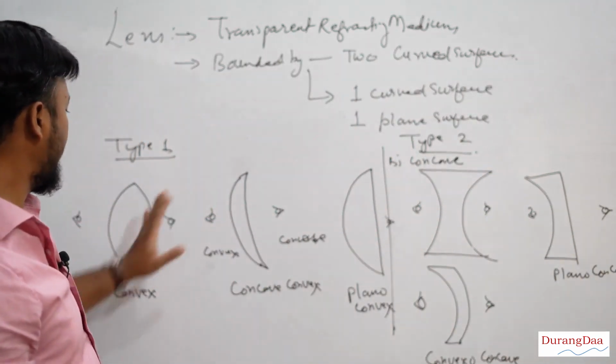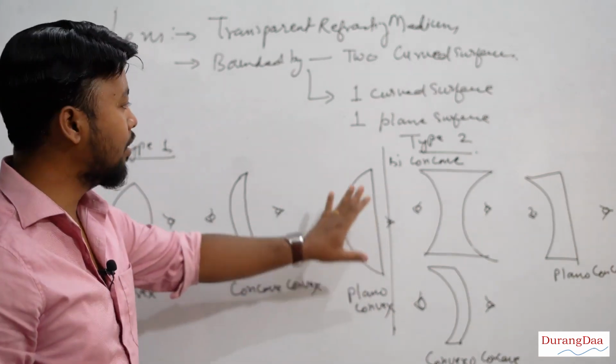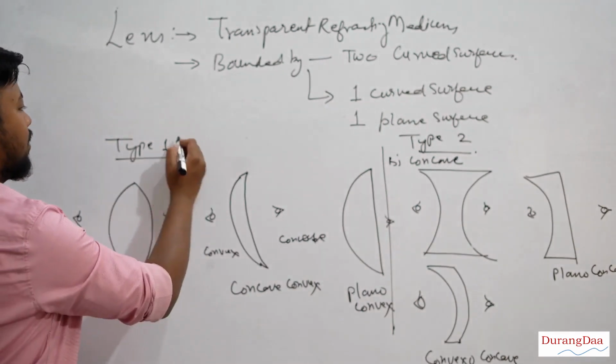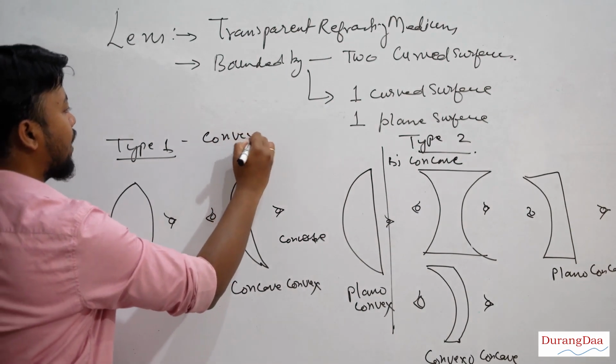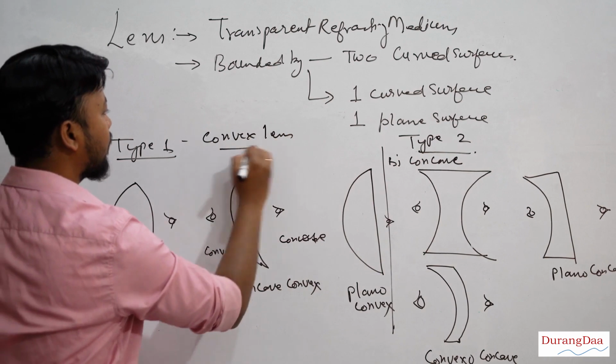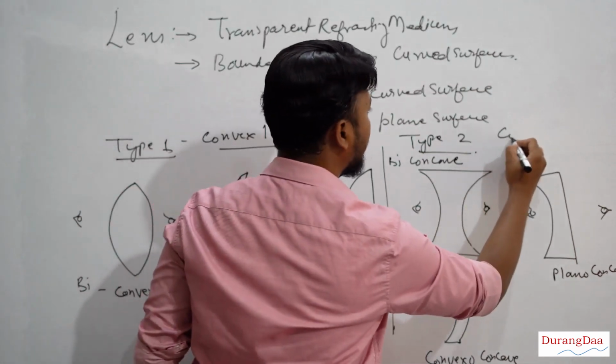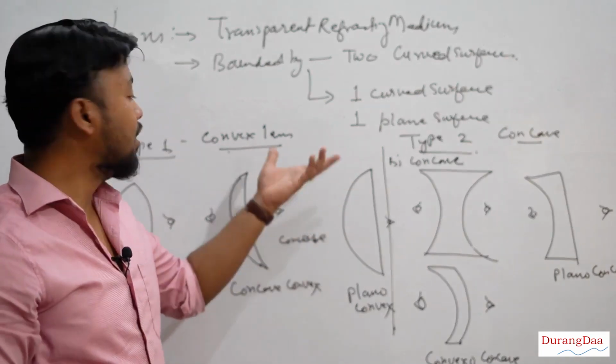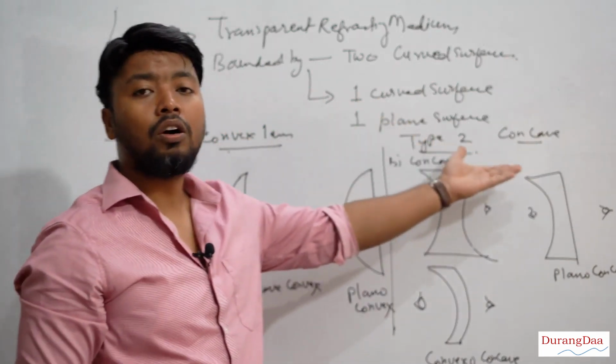So in type 1, you are getting 3 types. In type 2 also, you are getting 3 types. Alright. So type 1 we call the convex lens, the general name. Type 2 we call the concave lens. So there are basically 2 major types of lens, convex and concave.